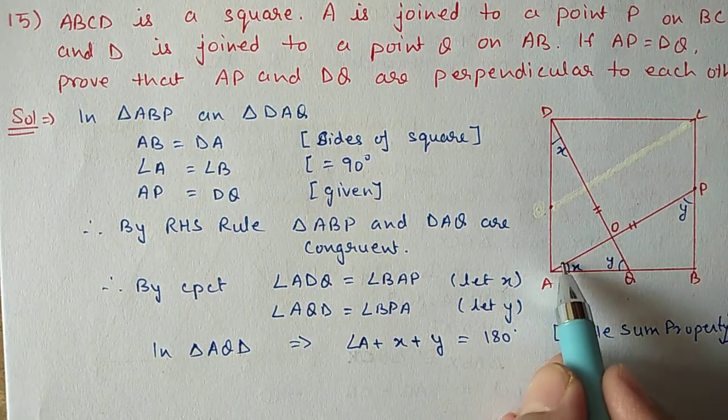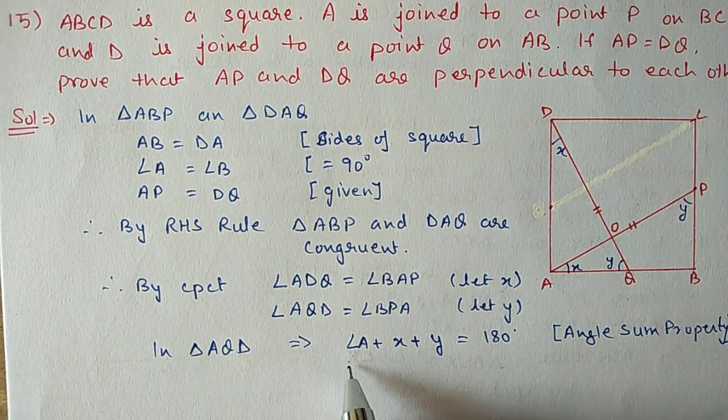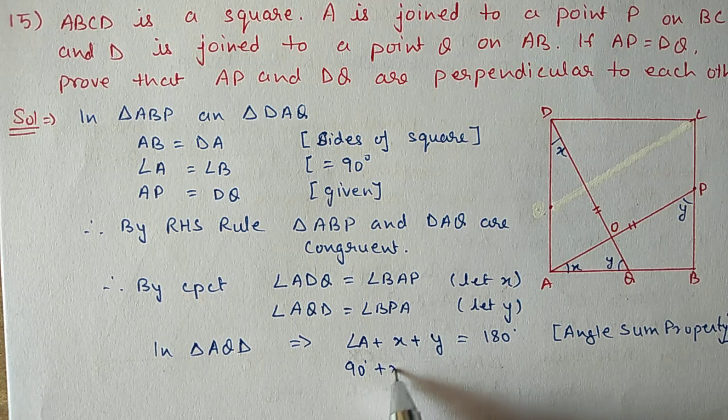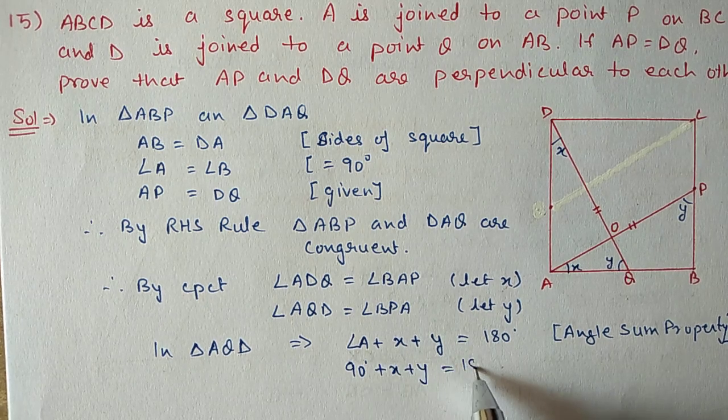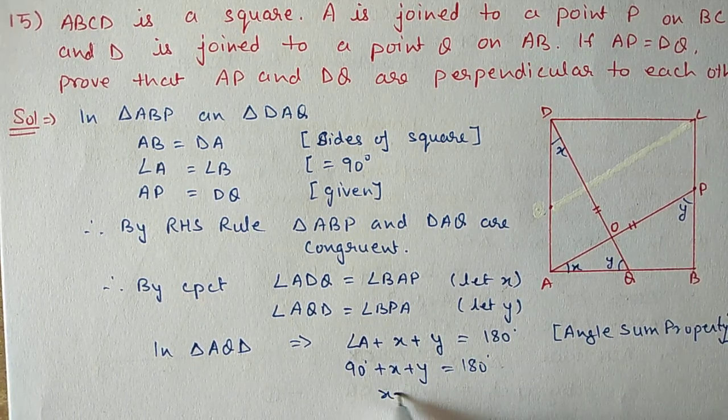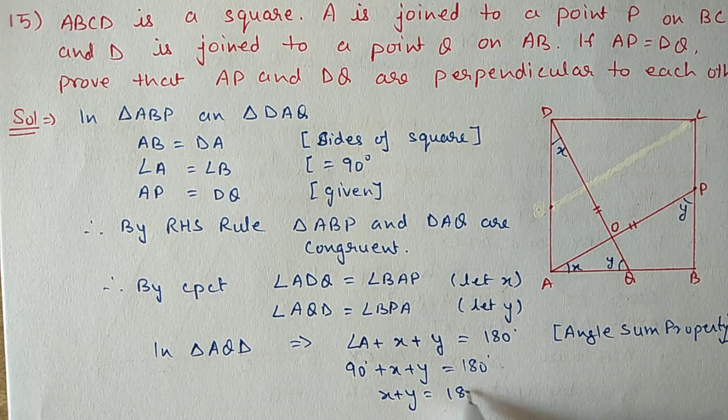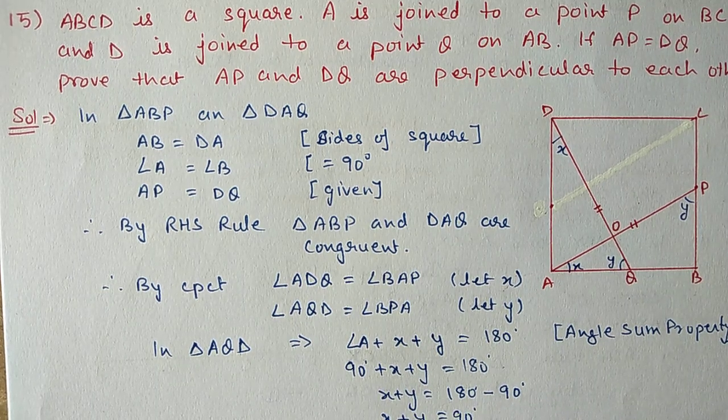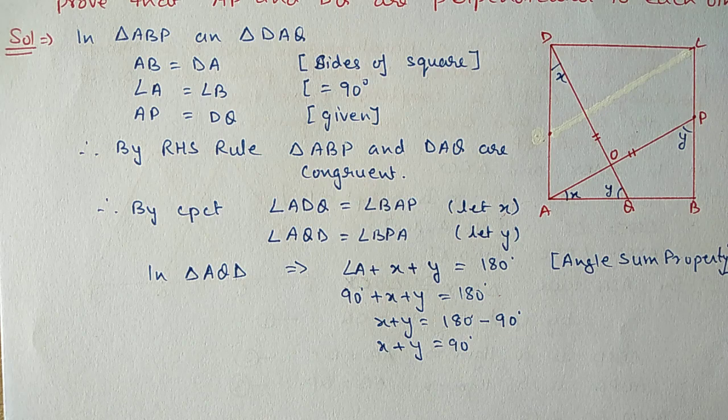Angle A we know this is 90 degrees. So here we can substitute its value, 90 degrees, X plus Y equal to 180. So the value of X plus Y will be 180 minus 90 is equal to 90 degrees. So it means X plus Y is equal to 90 degrees.